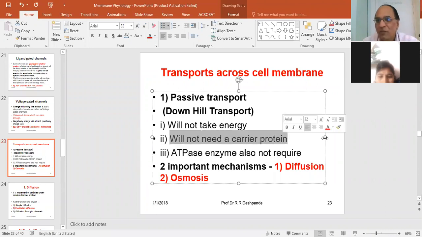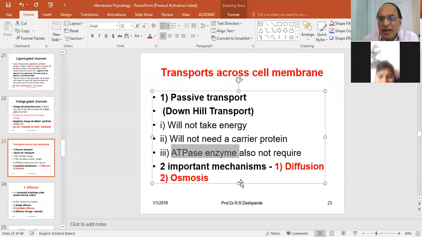When you are coming down from the hill, you will not need any support. Then energy is not required. The ATPase enzyme is required to break the ATP molecule to generate energy. But in downhill passive transport, we don't need any energy, so there is no need of any enzyme. No need of carrier protein, no need of enzyme. Why? Because passive, we are getting down from the hill, getting down from the stairs. Very easy to understand.